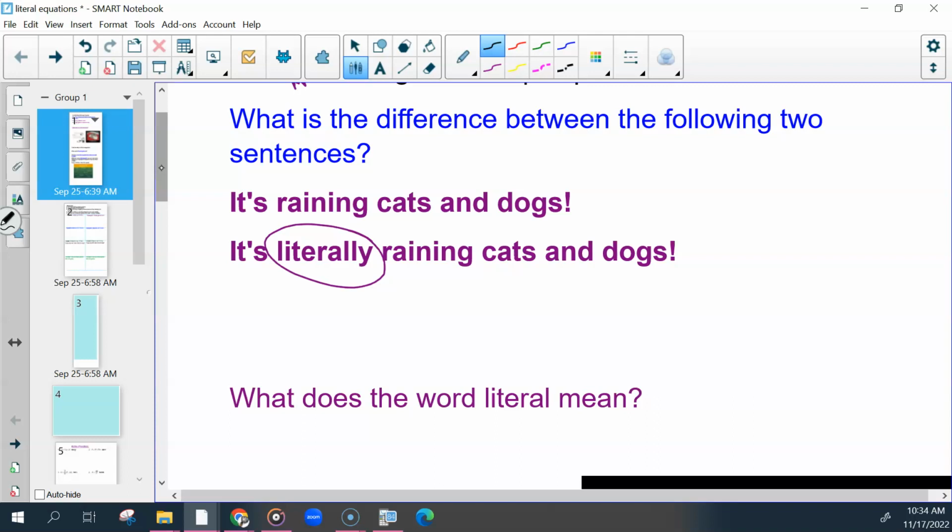So if I asked you, what is the difference between these two sentences? Yes, this is literal, but this is figurative. What is the difference? Okay, so yes, but then what does that mean? Alice? It means that it's absolutely true. So one is there are actual cats and dogs falling out of the sky, and the other one is an exaggeration. It's raining so hard it could be like cats and dogs are raining out of the sky.